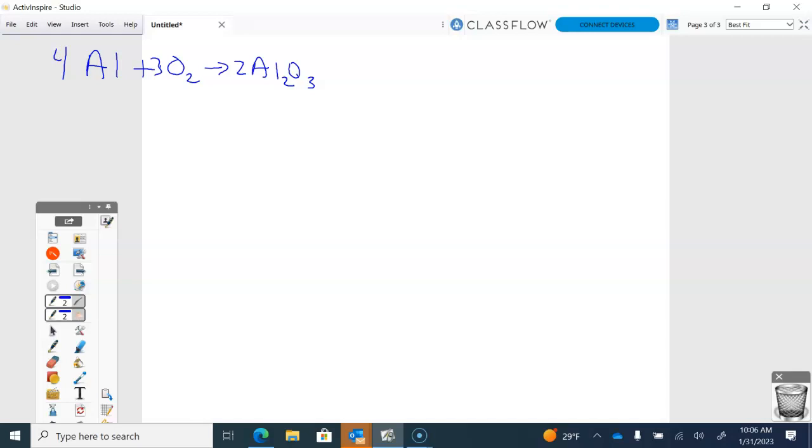So now I've got to start off. How much aluminum do I start with? I'm going to start with 100 aluminum. 100.0 grams of aluminum. Now I go find my chart.